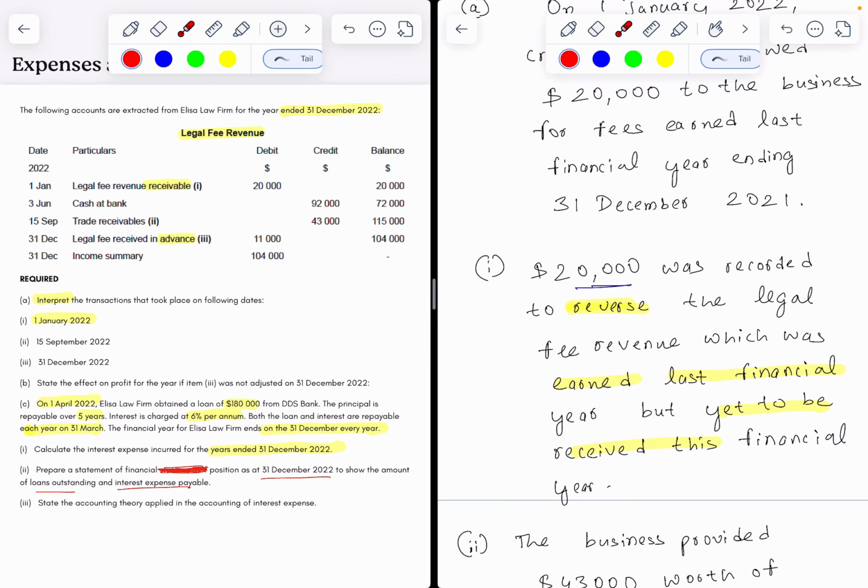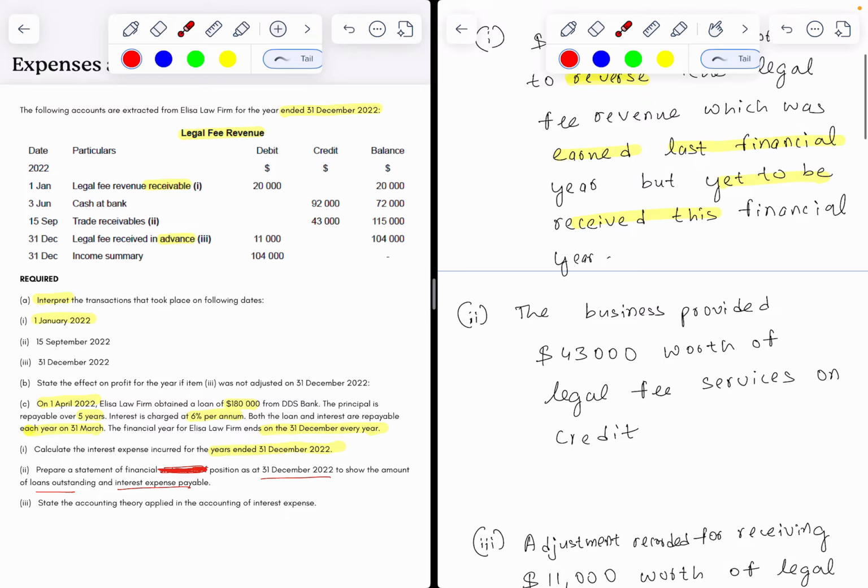Now let's go to 15 September 2022. On the 15th of September 2022, we can see that the business provided legal fee services on credit, and the amount is $43,000. So when revenue increases in the business, we always credit it. Okay, so the legal fee revenue account in itself is credited, and simultaneously we would debit the current asset account for trade receivables, because these accounts refer to the credit customers of the business, all right?